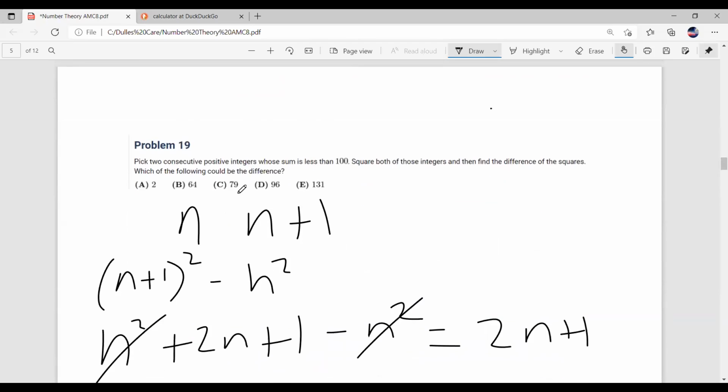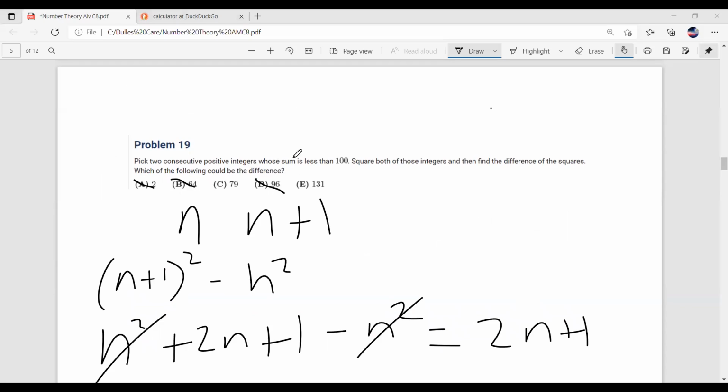So out of these answers, we get rid of A, B, and D, because 2n plus 1 is always odd. It's basically an even number plus 1, which would give us an odd number. So now we have 79 and 131. So how do we choose which one is correct?